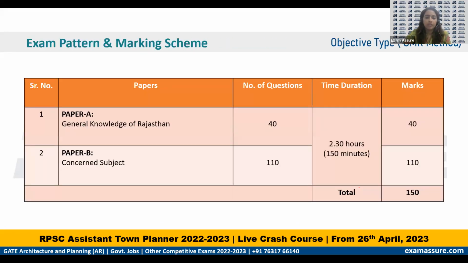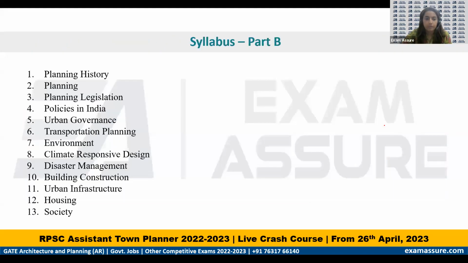Now, as far as the marking system is concerned, part A will consist of 40 questions for 40 marks, that is 1 mark each. And paper B will consist of 110 questions of 110 marks. So again, 1 mark per question. So here you can see that paper B, or the planning part, has more weightage as compared to paper A. However, that again does not mean that you can ignore paper A. It is equally important and will play a very crucial role in getting a good score.